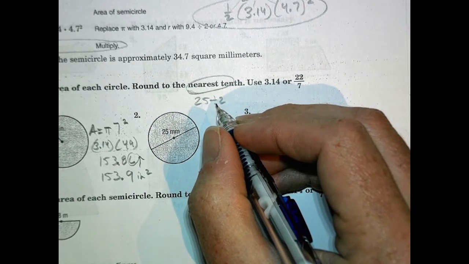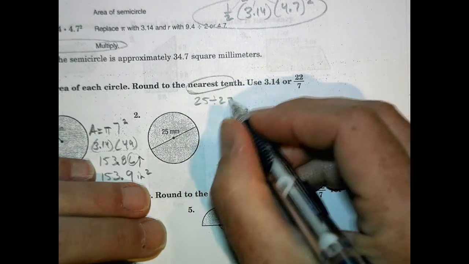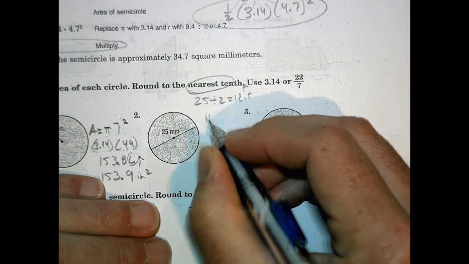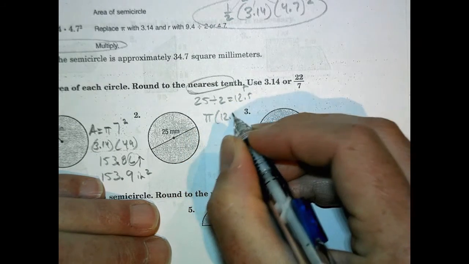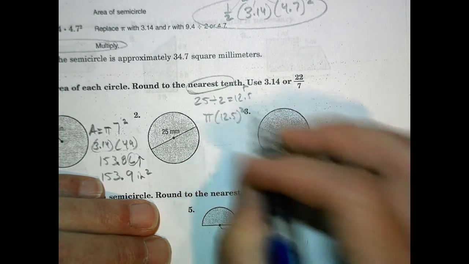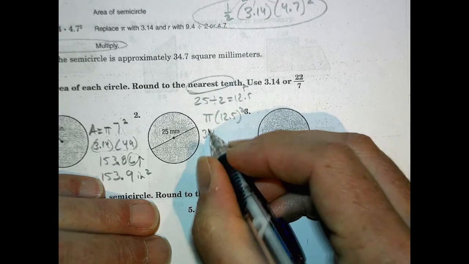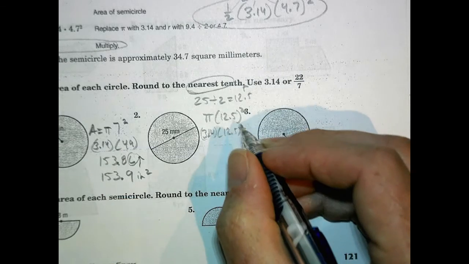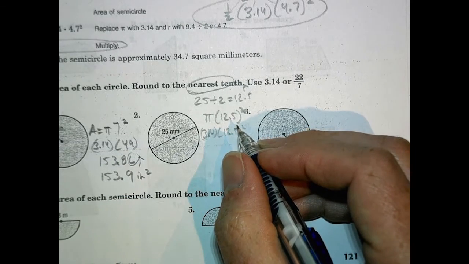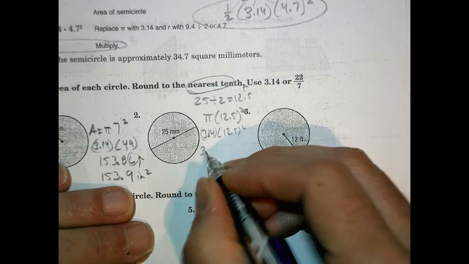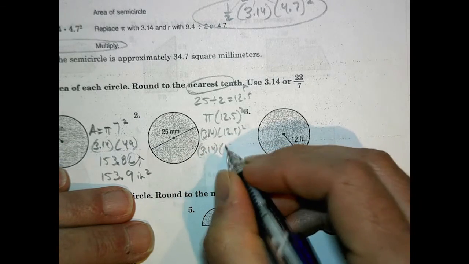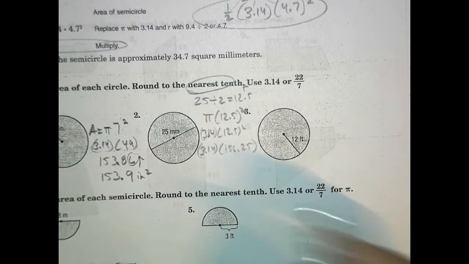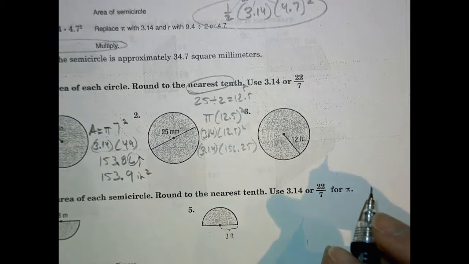Well, 25 divided by 2 is going to be 12.5, so that's my radius now. So I do pi times 12.5 squared to work out this one. So it's 3.14 times 12.5 squared, which I have no idea what that is, so I'm going to multiply it on a calculator for now. So I have 3.14 times 156.25. So again, calculators are very handy for these, I totally get it.